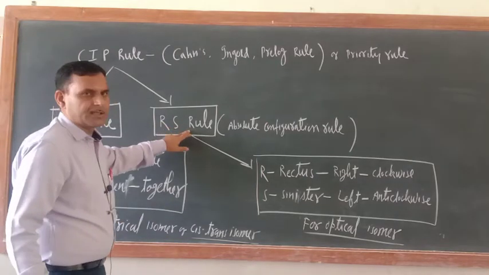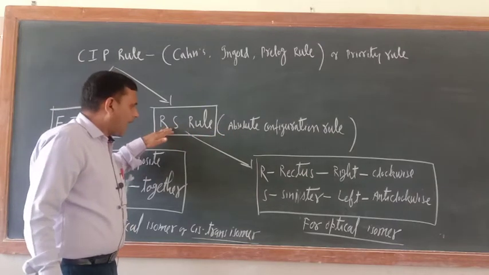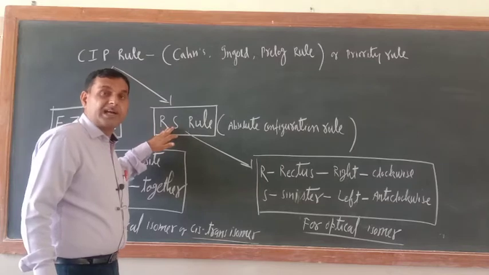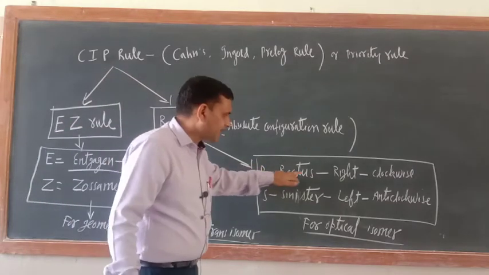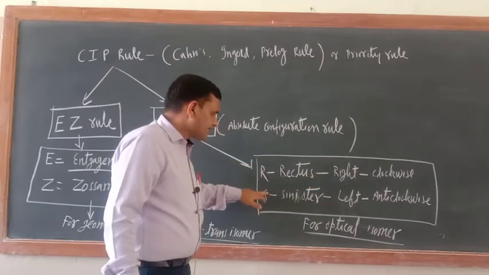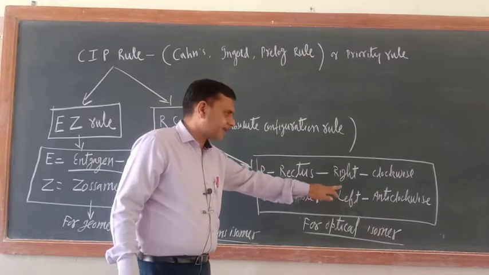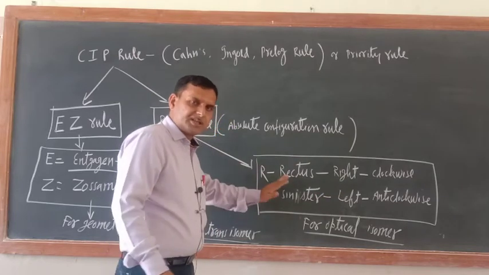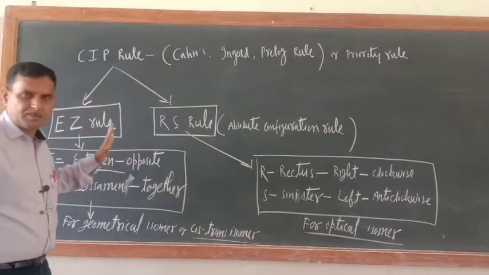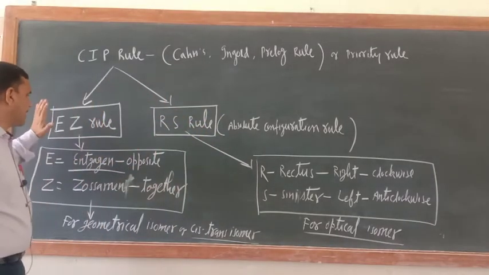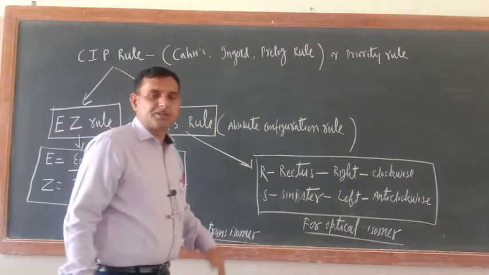RS rule, this is also known as the absolute configuration rule. Okay, R and S are Latin words. R means rectus, which means right. S means sinister, the meaning of this one is left, or anti-clockwise, and this is applicable for optical isomers. So first I will teach you the EZ rule, that is for geometrical isomers.